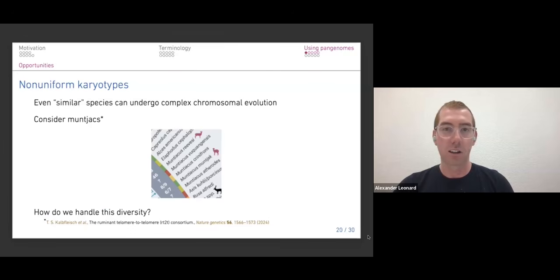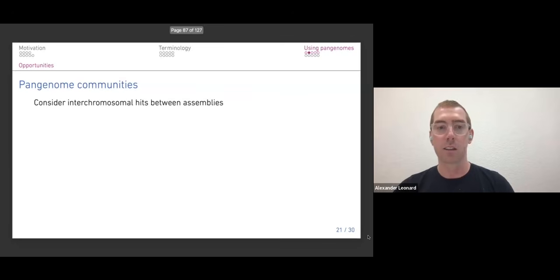So the real question is, as we start to encounter larger and larger sets of assemblies, we can look across greater and greater scales of diversity. How can we handle things like different karyotypes? And one way that we can get around this through pangenomes is this idea of communities.